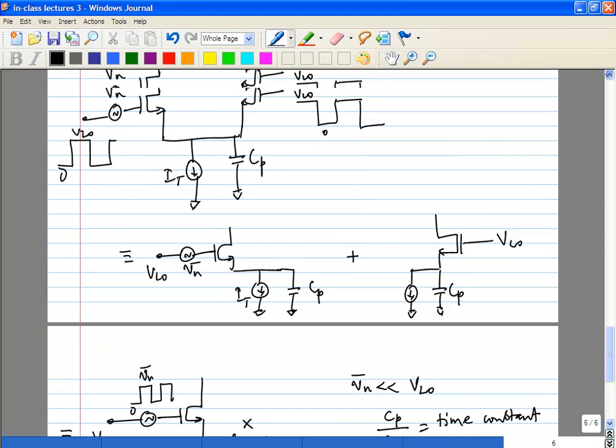Sir, we are assuming that the noise is not large enough to change the switching. Absolutely, that's right. We are already assuming that noise is much smaller compared to the VLO, and the switching instant.